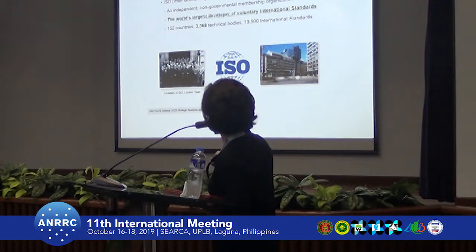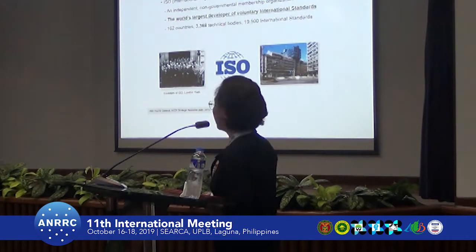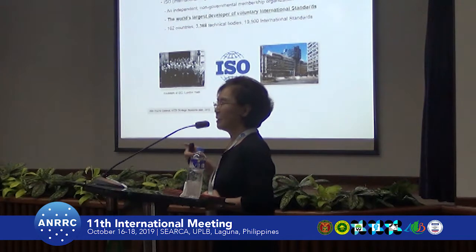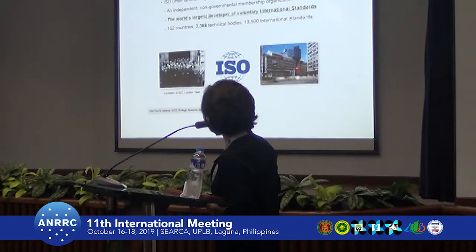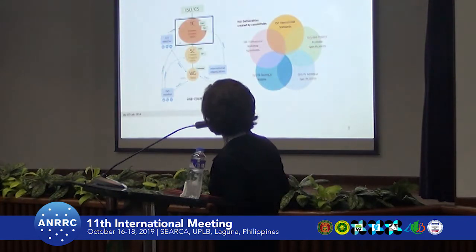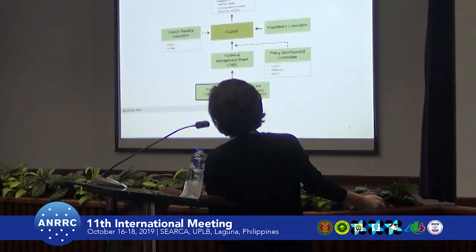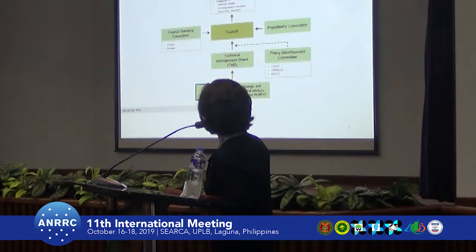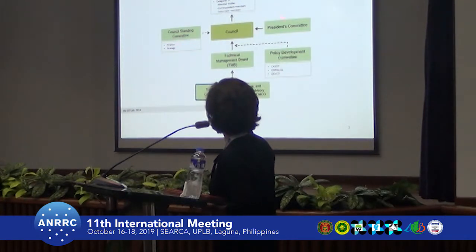It started in 1946, but in the case of ISO TC, Technical Committee 276, it started in 2013. The convener is DIN, the Deutsches Institut für Normung in Berlin. This is the ISO structure. Just to look at what they are doing, there is a council and the technical management board. They decide everything. There are also the president committee, council standing committees, general assembly, policy development committee, and strategic advisory groups.